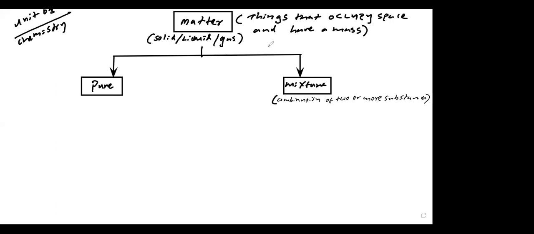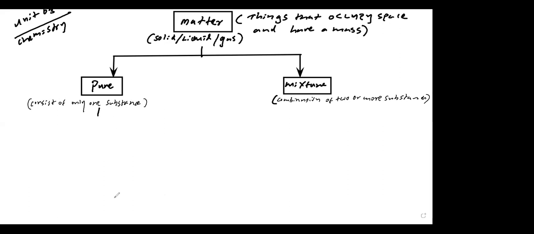If it consists of only one substance, that is pure. Pure substances again we can divide into two groups. Everyone please copy this down; if you have a CR book, it's easy to copy down.